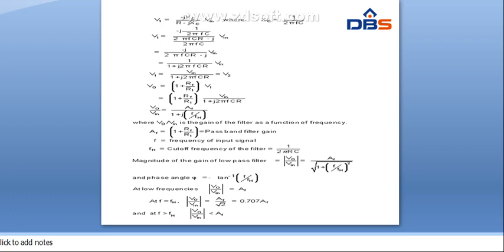Here XC equal to 1 by 2 pi FC. If you substitute this XC in this equation, then we get V1 equal to minus J into 1 by 2 pi FC by 2 pi FCR minus J by 2 pi FC into V in. So it becomes minus J by 2 pi FCR minus J into V in, equal to 1 by 1 plus J 2 pi FCR into V in. So from this we get V1 equal to V in by 1 plus J 2 pi FCR.